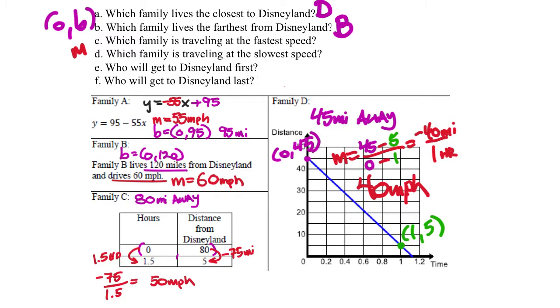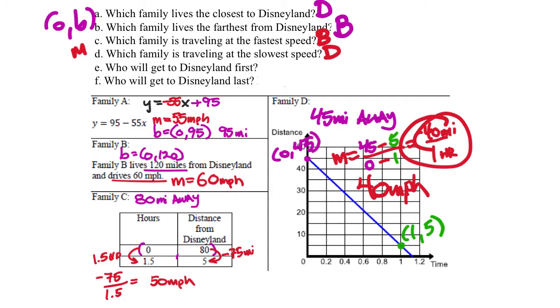But speed on this one, that's our m, or the rate of change of the slope. And yeah, it looks like the family going the fastest here is 60 miles per hour. We got 55, 50, and then 40, so yeah, 60 is the fastest. And that also is family B. So they are going the fastest, but they live the farthest away. And then which family's traveling the slowest? Yeah, that's family D right here with 40 miles per hour. So family A had 55 miles per hour. Family B, 60 is the fastest, and then 50 for family C. So 40 miles per hour is the slowest.